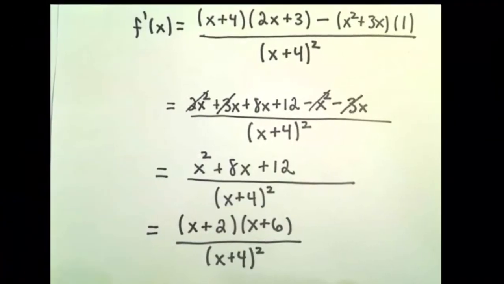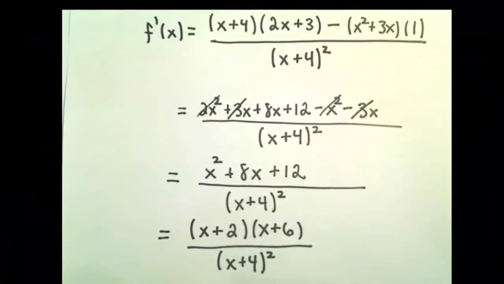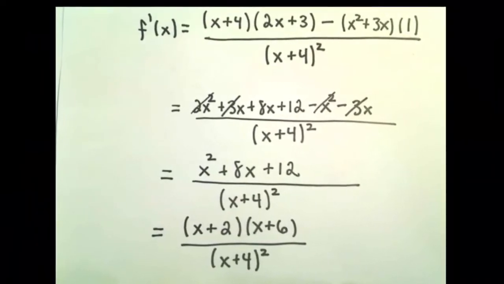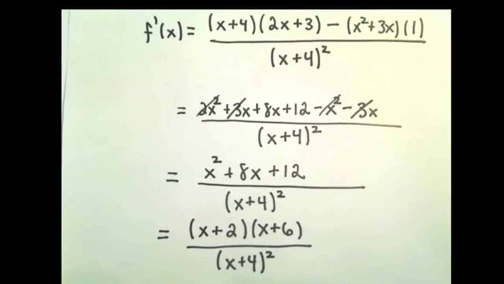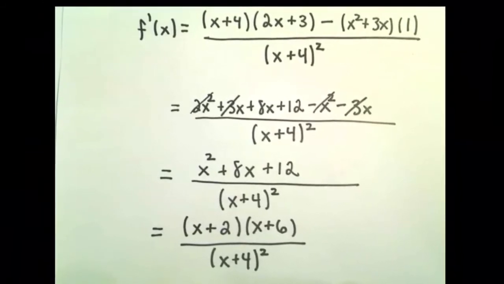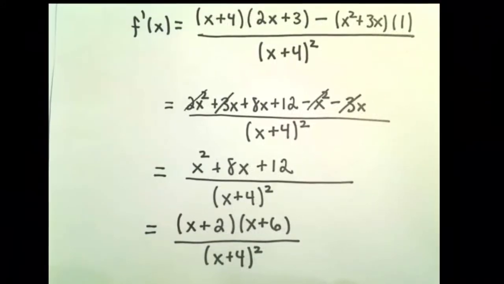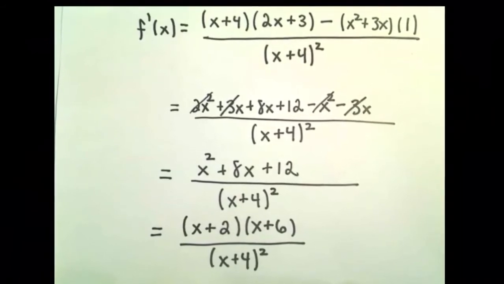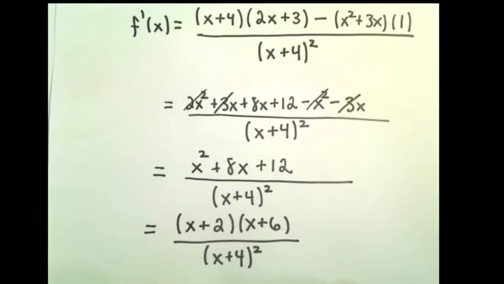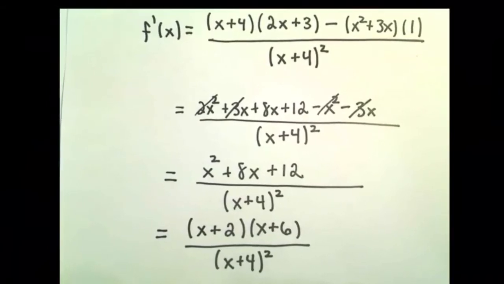Example: assume that f of x is equal to x squared plus 3x and g of x is equal to x plus 4. Now, take x plus 4 and multiply it by the derivative of f of x, which is equal to 2x plus 3. Then, from that product, you subtract x squared plus 3x times the derivative of g of x, which is equal to 1. And finally, you divide all those terms by x plus 4 squared.